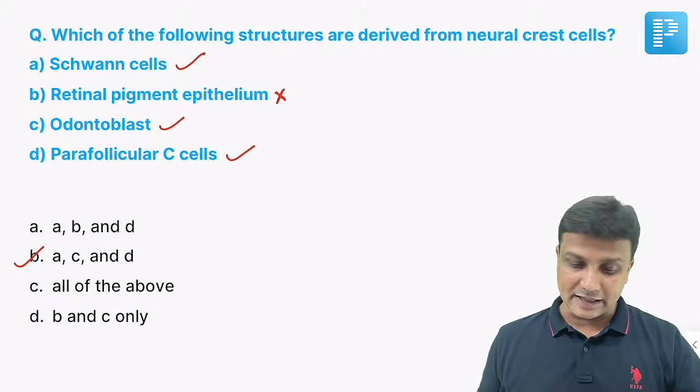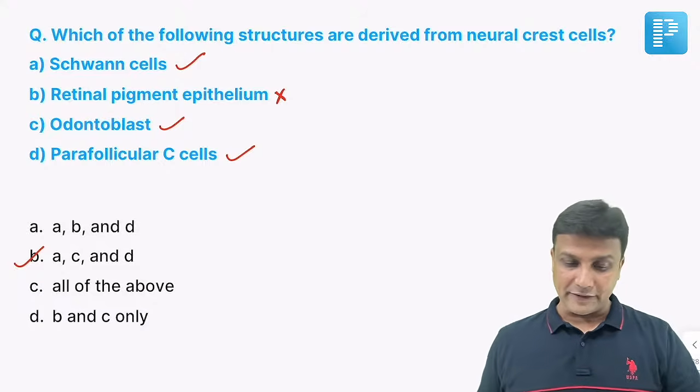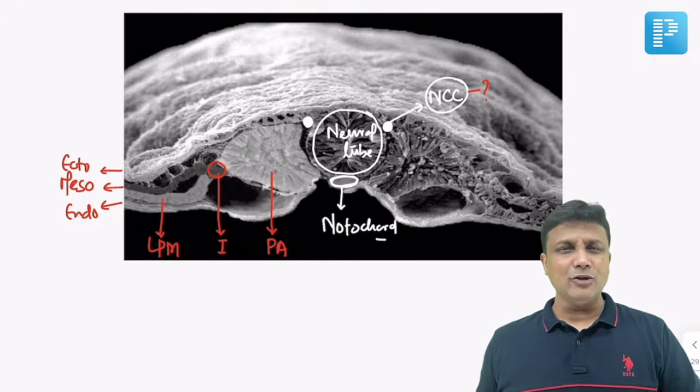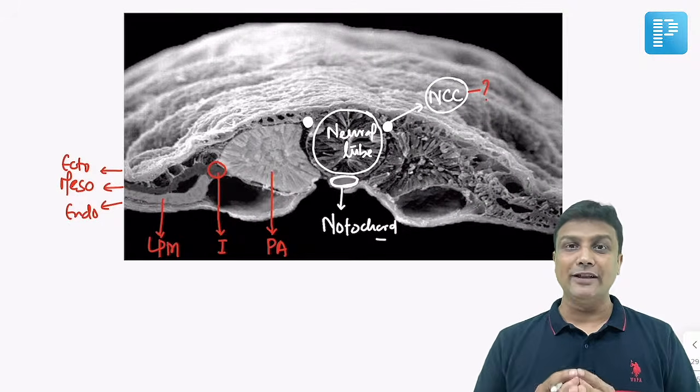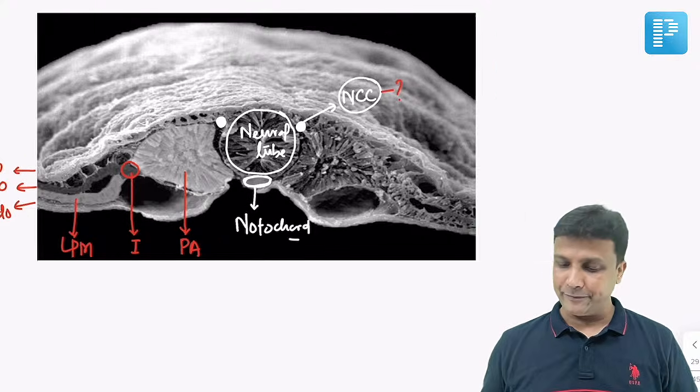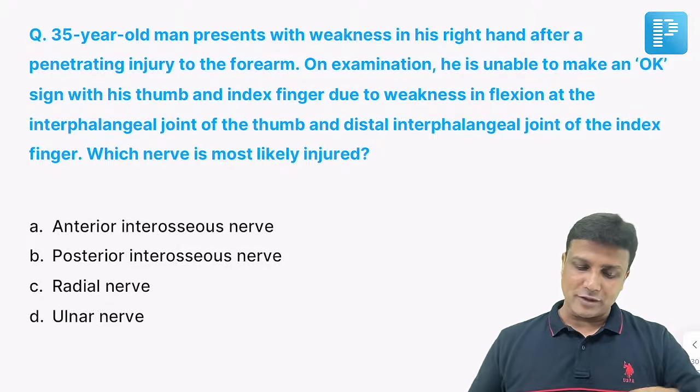Option A, C, and D, guys. Perfect. Let us move on to the next one. What I'm trying to tell you here is that please try to recall the neural crest cells derivatives before going to the exam. That is very, very much important. Moving on to the next concept here.